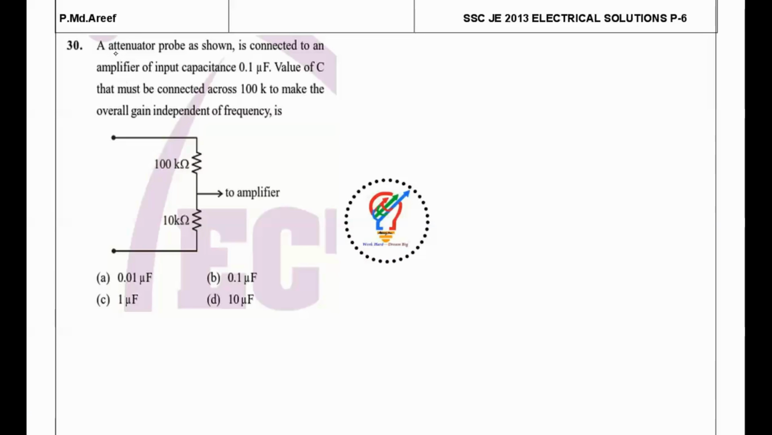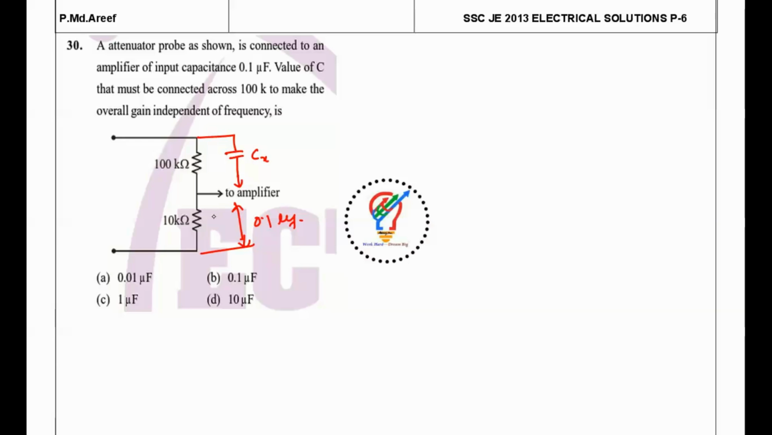Next question: an attenuator probe, as shown, is connected to an amplifier of input capacitance 0.1 microfarads. The value of C that must be connected across 100 kilo ohms to make the overall gain independent of frequency. So here we have to add two capacitances. This is the capacitance across 100 kilo ohms, let's say Cx, and the amplifier input capacitance is 0.1 microfarads. We need to choose Cx such that the overall gain is independent of frequency.